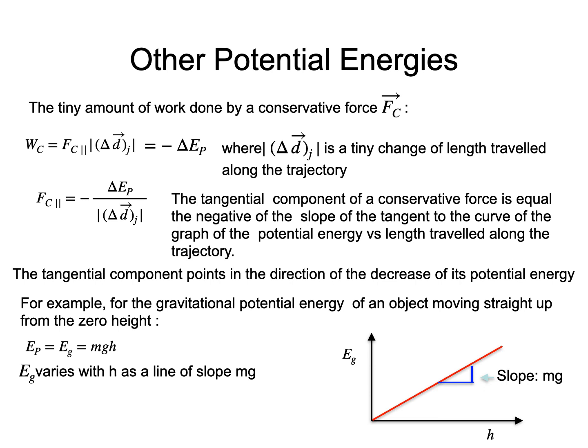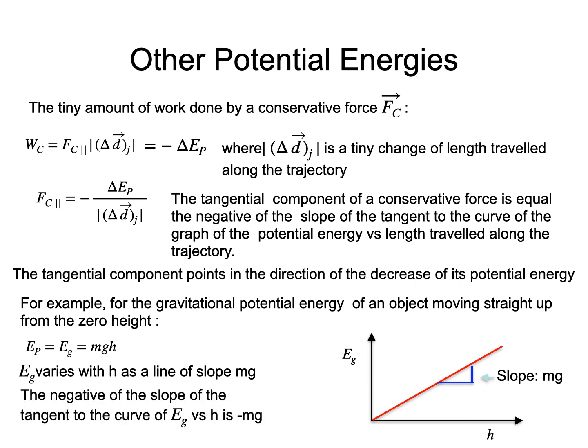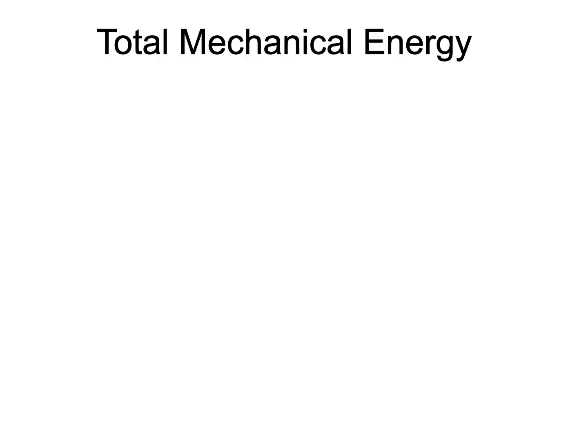So evaluating the negative of the slope of the tangent to the curve of EG versus h is minus mg, which is of course the tangential component of the gravitational force when the object is moving upward. Let us go back to the equation relating the changes of the kinetic energy and the gravitational potential energy to the work done by all the forces but gravity. Using the definition of the total mechanical energy simplifies the equation to this.